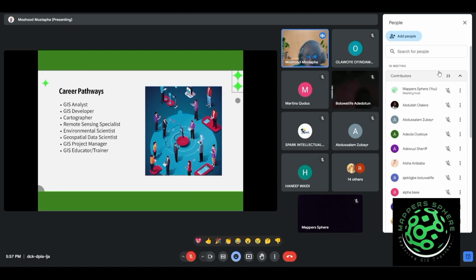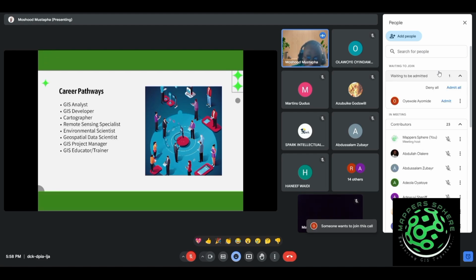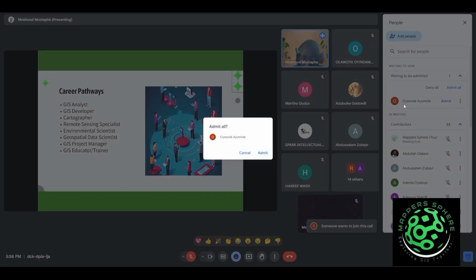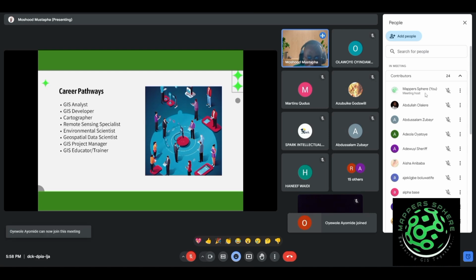So you need to understand what each of those bands are for before you even know what you need it for. For instance, if you are doing NDWI, like water analysis, is it band 5, 6, 7? Which one of it will you use? The same thing with being an environmental scientist, and the same thing with geospatial data scientist, GIS project manager, GIS educator slash trainer. It's just basically understanding the concept of GIS and applying it to each of these fields.